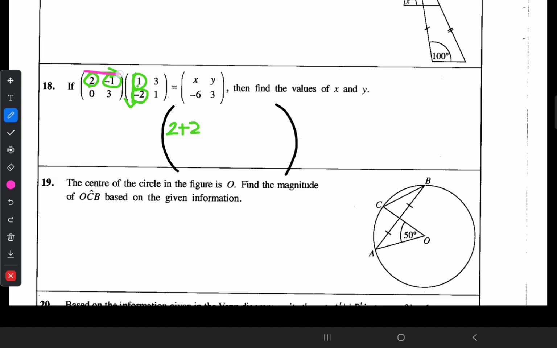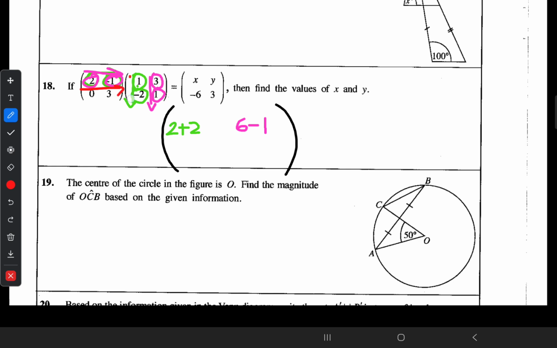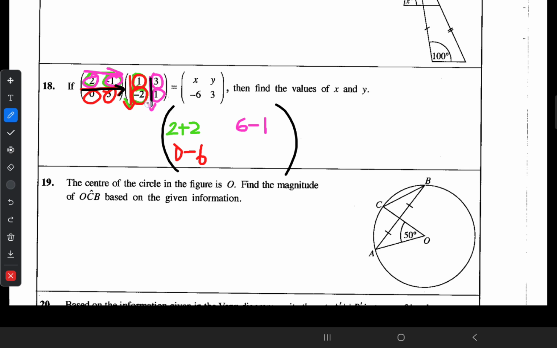Likewise, first row should be multiplied with second column. 2 times 3, 6. Negative 1 times 1, negative 1. Next, second row should be multiplied with first column. 0 times 1, it's 0. 3 times negative 2, it would be negative 6. Then finally, second row should be multiplied with second column. 0 into 3, 0.